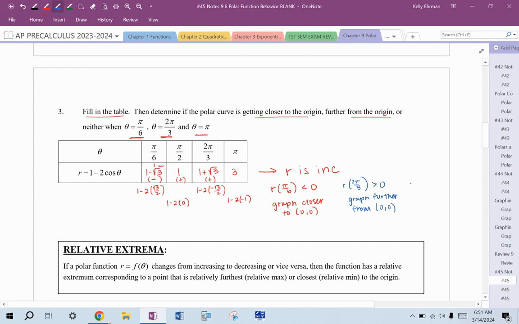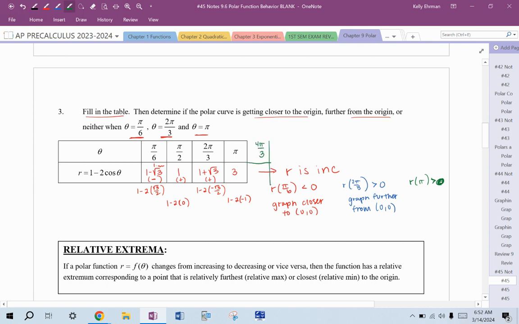And finally, pi. So r of pi was equal to 3, which is greater than 0. Don't need the equal 3 part. You can put that if you want, but it's the fact that it's greater than 0. So again, our signs agree here. But you know what? Is the graph still increasing at 3? We need to look at one more thing. I should have had one more value in here.